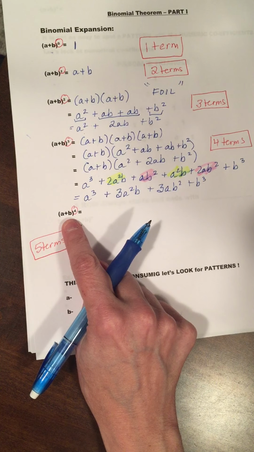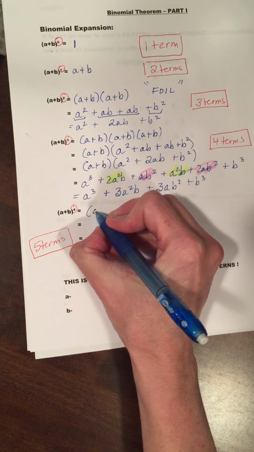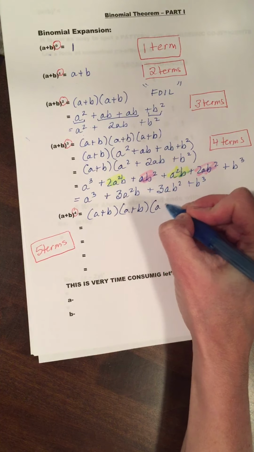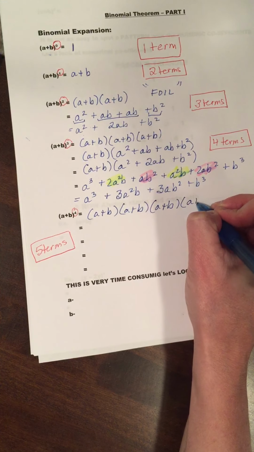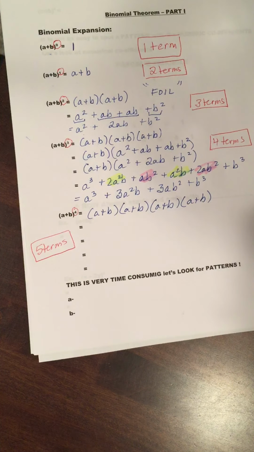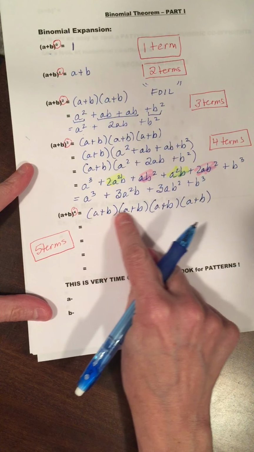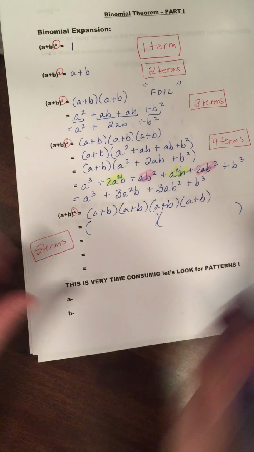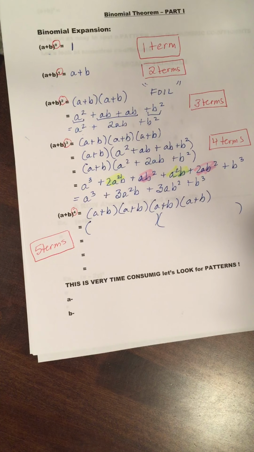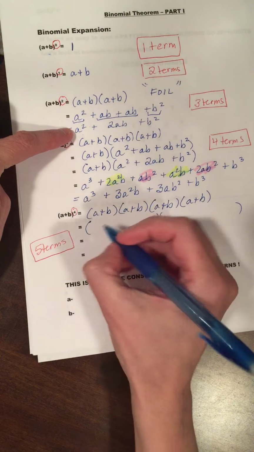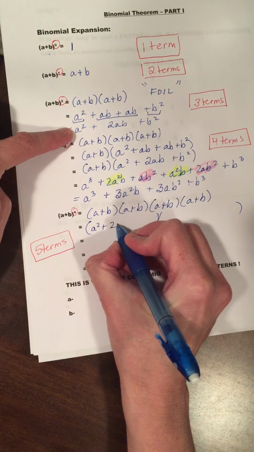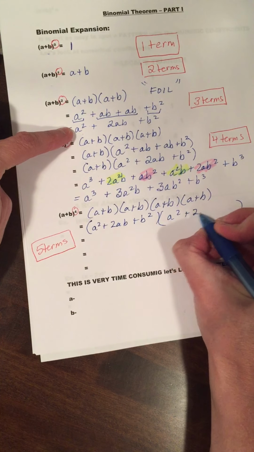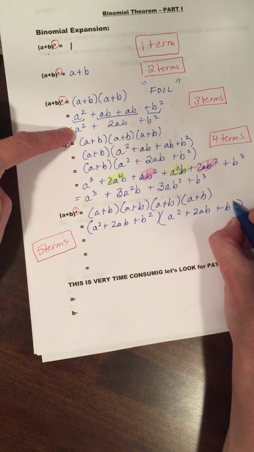Okay, this one's going to be A plus B times A plus B times A plus B times A plus B. What I'm going to do with this one is FOIL the first two binomials and FOIL the second two binomials. Now, I've already FOILed that, and I already know that it's A squared plus 2AB plus B squared. So I think I'm pretty safe in writing that down.